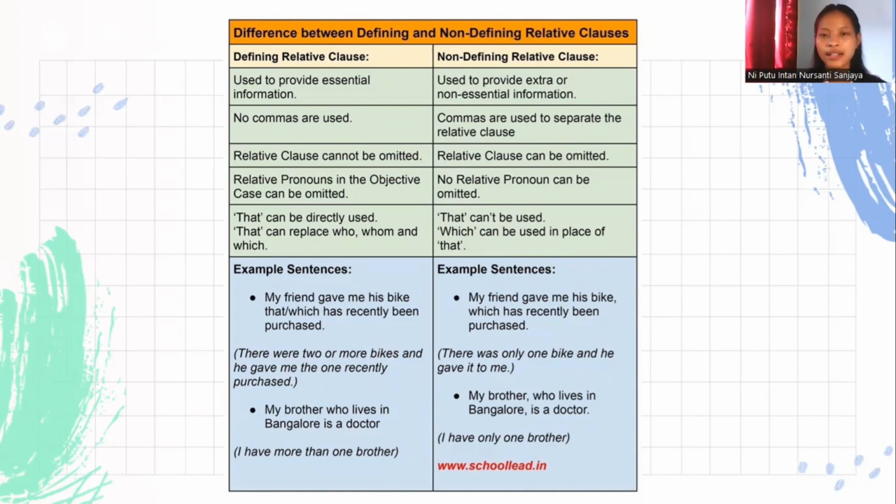Whereas non-defining relative clauses are used to provide extra or non-essential information. Commas are used to separate the relative clause. The relative clause can be omitted. No relative pronoun can be omitted. And that cannot be used, which can be used in place of that.